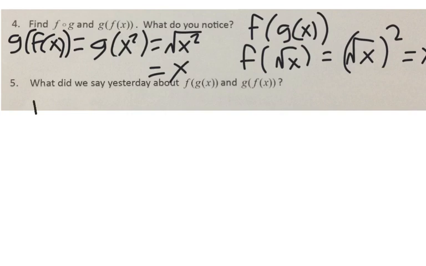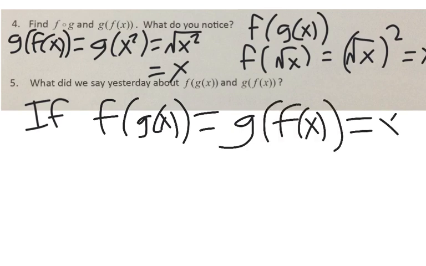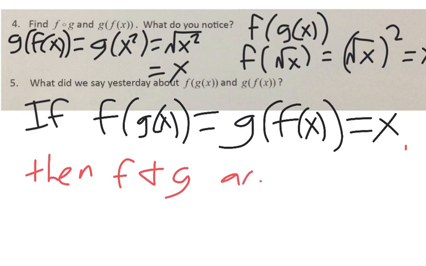So here's what we're learning. If f of g of x equals g of f of x equals x, then f and g are inverses. Look how fancy that looks. But like, can you make sense of it? If I build the composition in both directions and both of them simplify to be x, then they have to be inverses. That's what we did here.